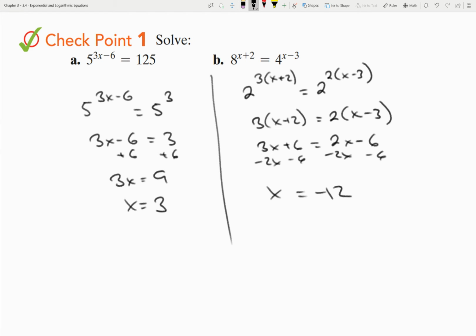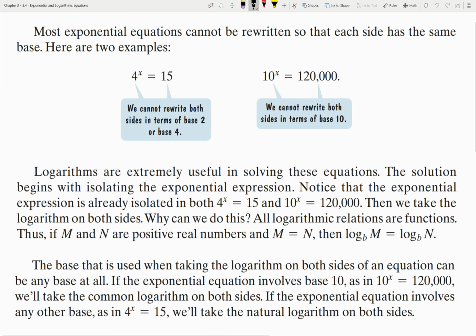Okay, so make both sides have the same base, set the exponents equal to each other. However, most exponential equations cannot be written so that each side has the same base, like these two. Well, 4 squared is 16, but I don't know how to make a 4 into a 15. And same thing, 10 to the 5th power is 100,000, but there's no way to get 120,000.